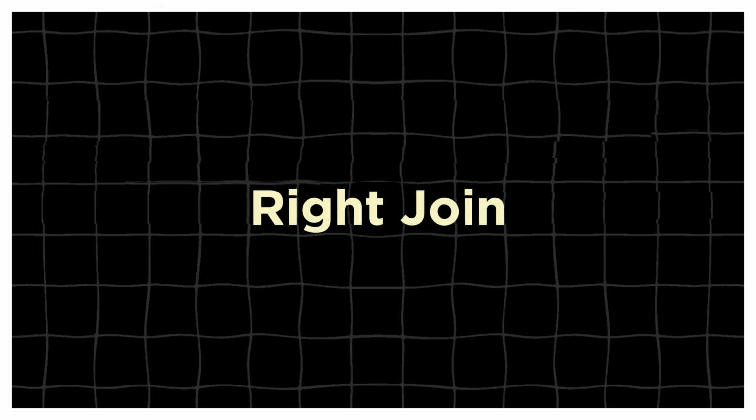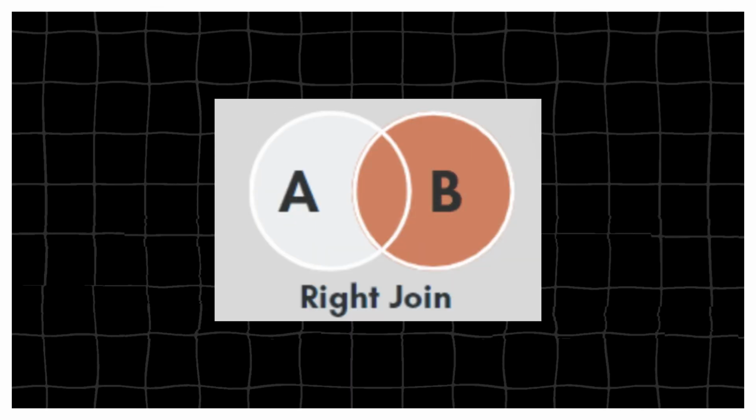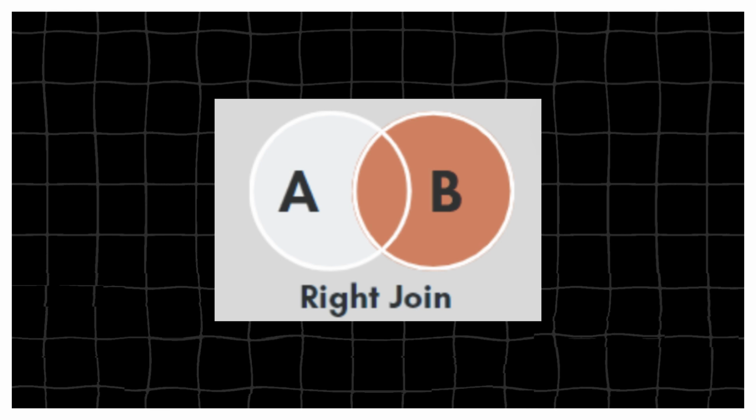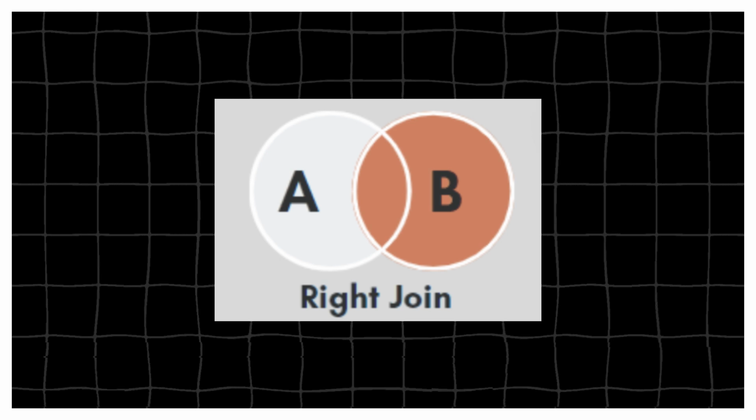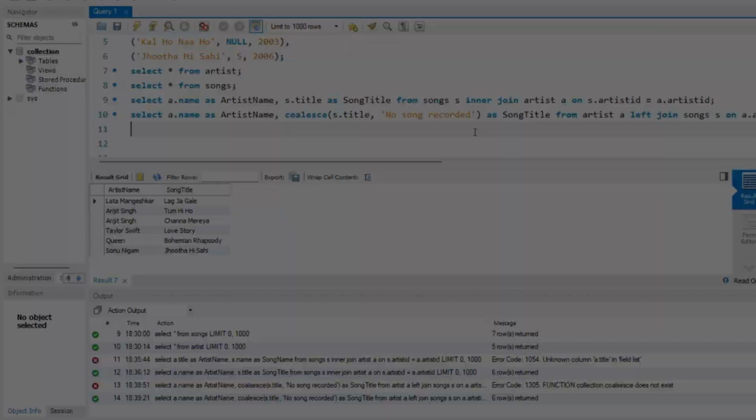Now we are going to talk about right join. It returns all the rows from the right table, that is circle B, and the matching rows from the left table, that is circle A. If there is no match from the right table to the left, the columns from the left table will show null value. Let's perform the code.